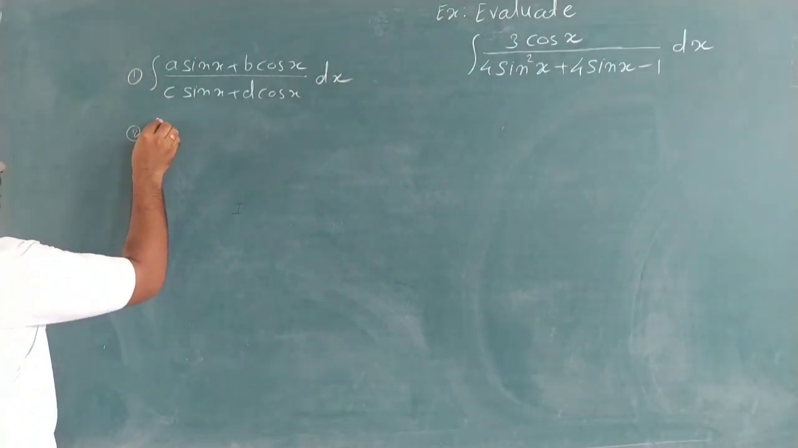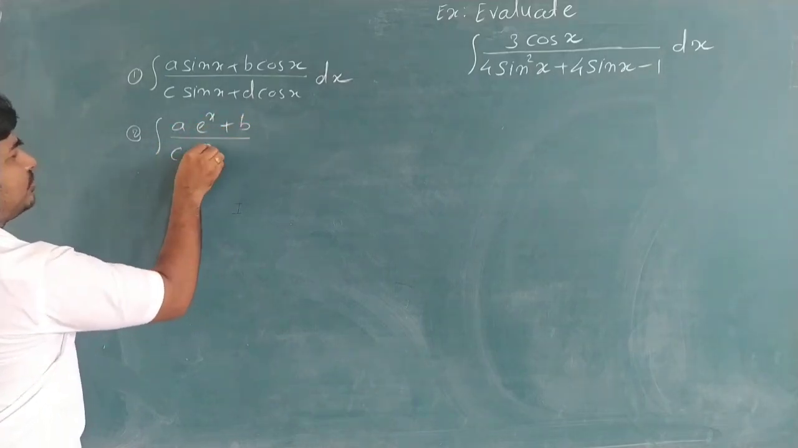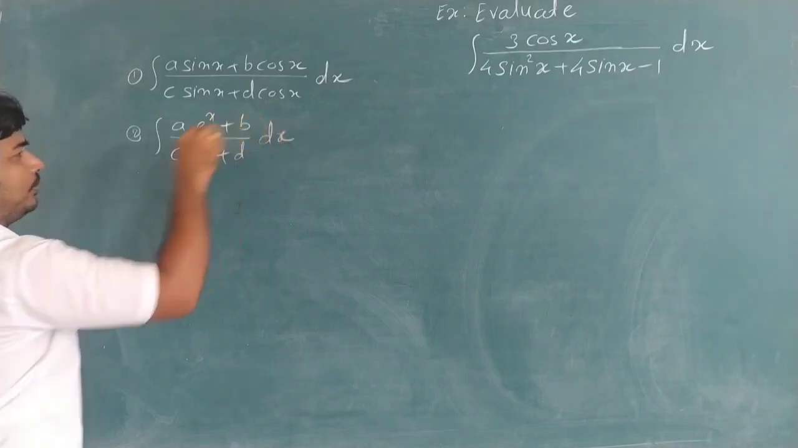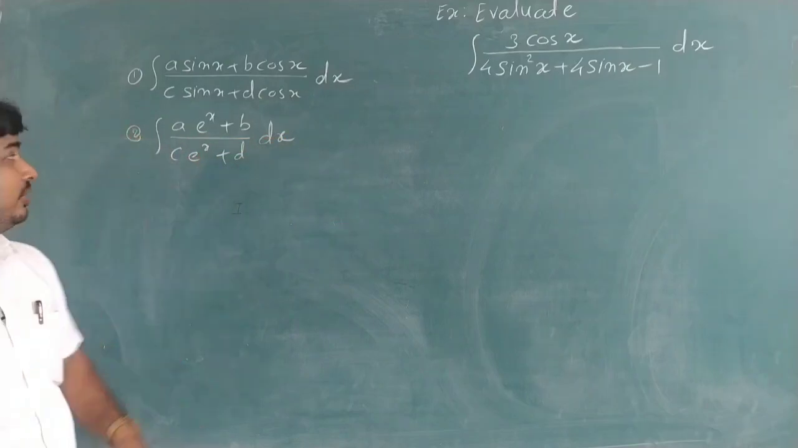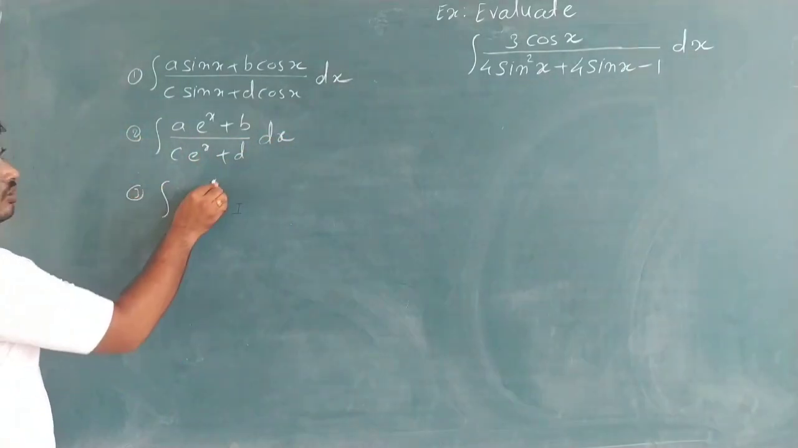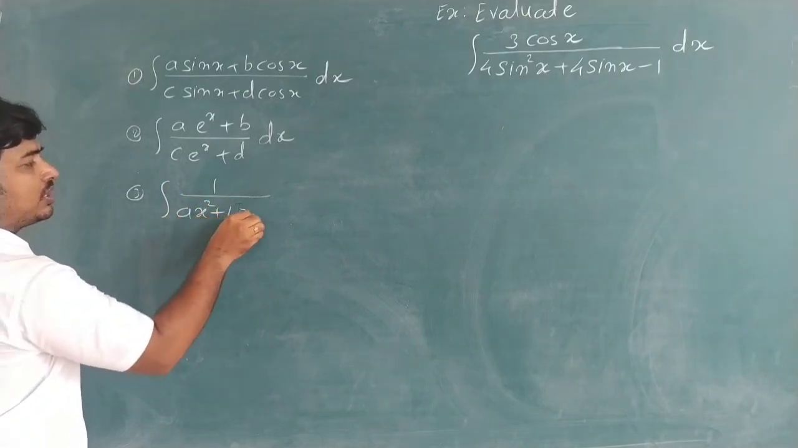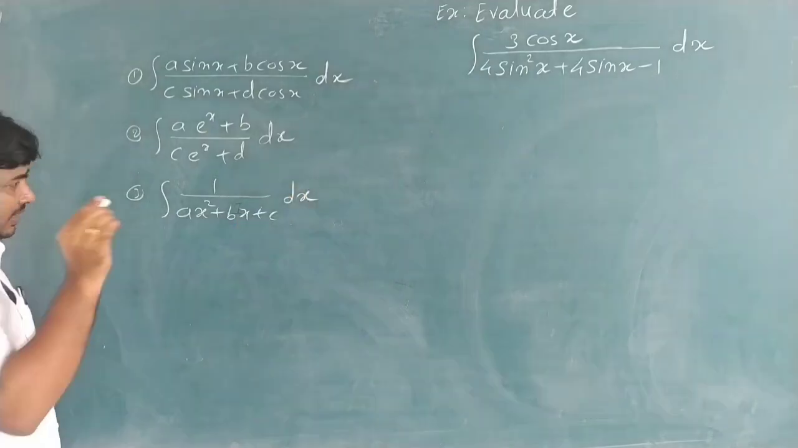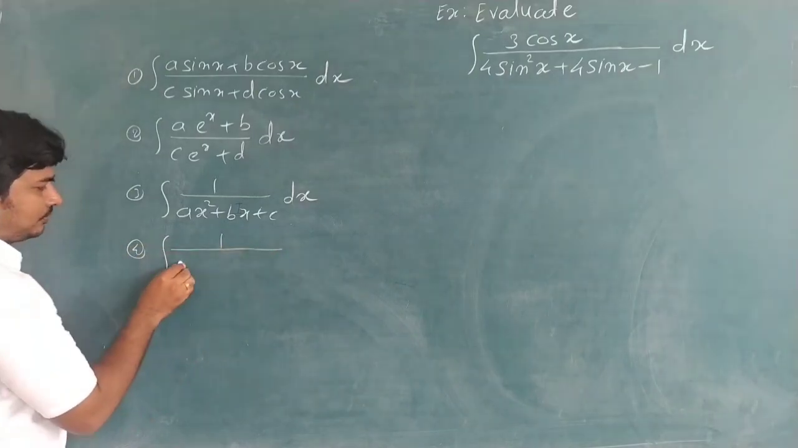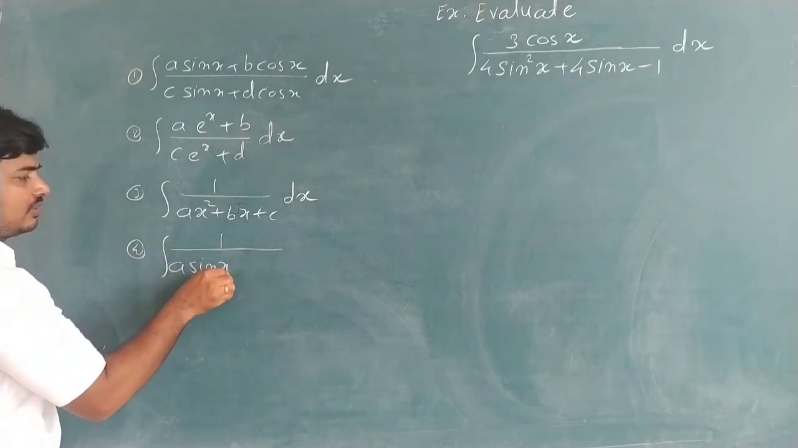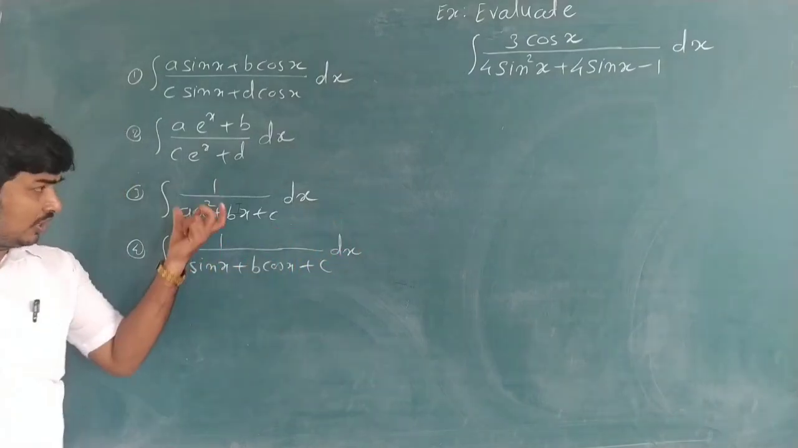Then we see a into e raised to x plus b upon c into e raised to x plus d. Again the same method, that is numerator is equal to a into denominator plus b into derivative of denominator. Then the integral of our type, 1 upon quadratic function ax square plus bx plus c dx. After that we can see the integral of 1 upon a sin x plus b cos x plus c.